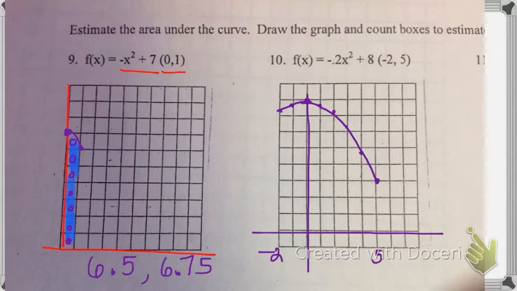We're going to count full boxes first. 1, 2, 3, 4, 5, 6, 7, 8, 9, 10, 11, 12, 13, 14, 15, 16, 17, 18, 19, 20, 21, 22, 23, 24, 25, 26, 27, 28, 29, 30, 31, 32, 33, 34, 35, 36, 37, 38, 39, 40, 41.